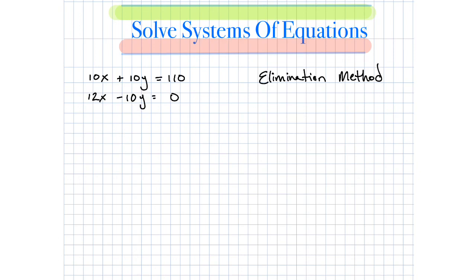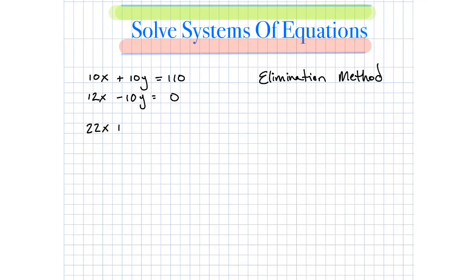Okay, our second system of equations: 10x plus 10y equals 110, and 12x minus 10y equals 0. It's the same kind of idea. We can see here that the numbers 10y and negative 10y can eliminate once we add these two together. So we're going to eliminate our y variable first. To do that, we simply add the top row to the bottom row. So 10x plus 12x gives us 22x.